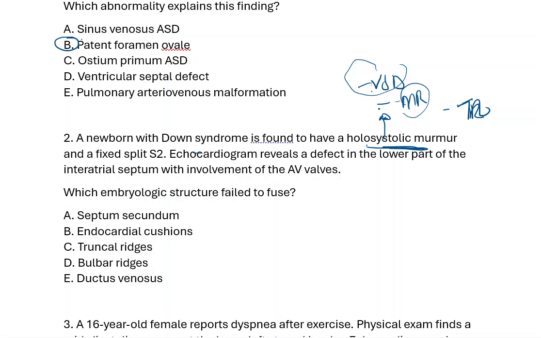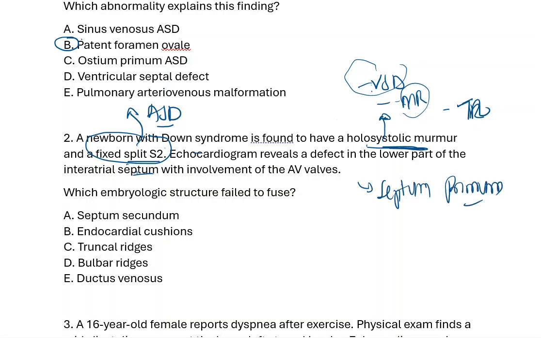So this patient could have any of this. But in addition to that, this patient has a fixed splitting of S2, and we said that fixed splitting of S2 is seen with what? ASD. So echocardiogram reveals a defect in the lower part of the intra-atrial septum. So remember, in the lower part, we said this is usually a problem with what? Septum primum, whereby the septum primum cannot fuse with the endocardial cushion. So that's which embryologic structure failed to fuse. So I think the best answer here, based on this, is that this patient likely has endocardial cushion defects.